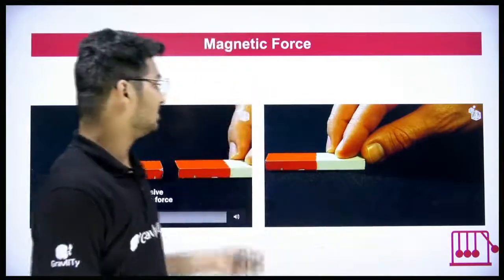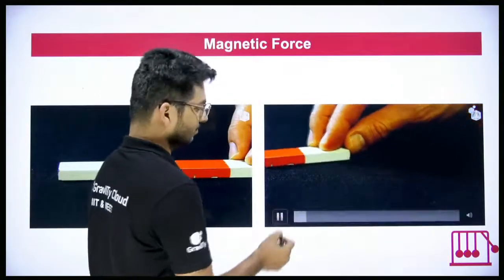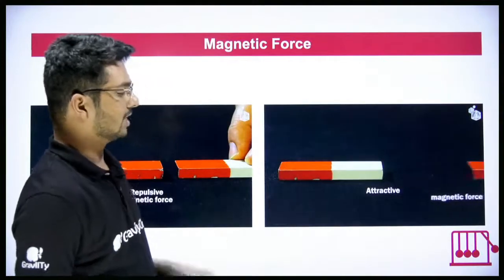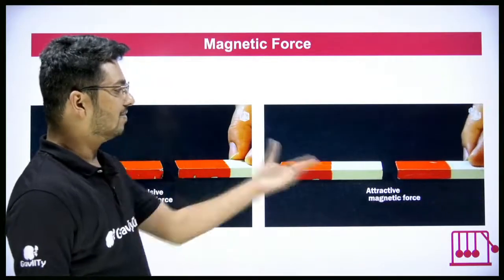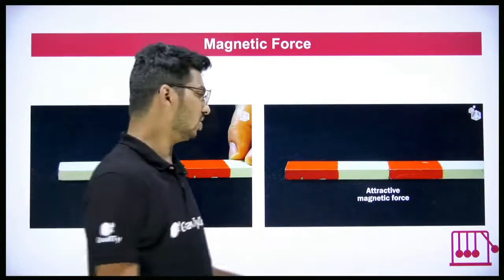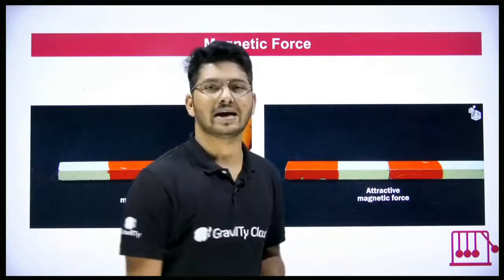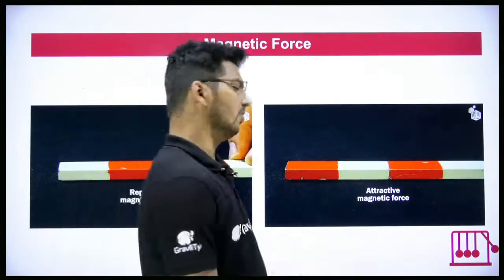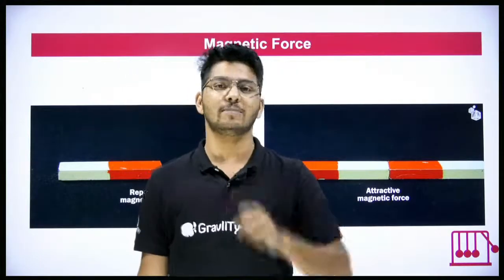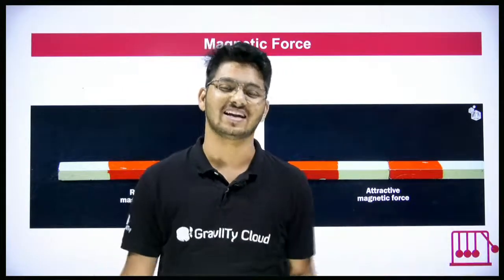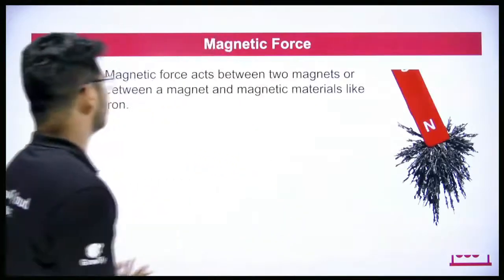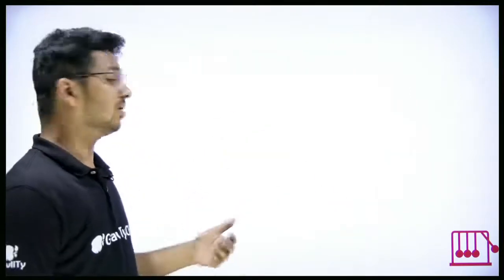But if I go with the other case, see what's happening here. They attract. They are getting attracted, yes or no? So that is the example of attractive magnetic force. You know where it happens: like poles repel each other, unlike poles attract each other. Simple. One thing that you could have noticed in the videos is that the magnets attracted or repelled each other even when they were not touching each other.